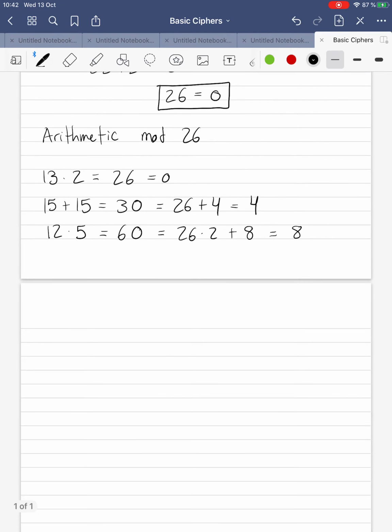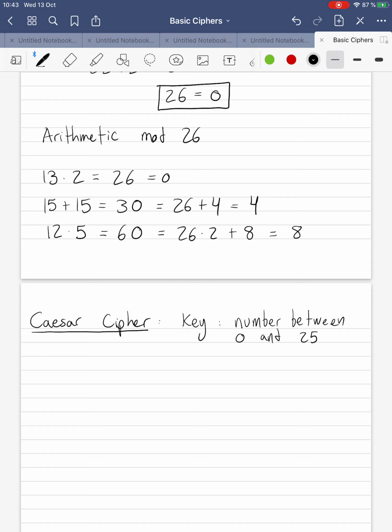Okay, so let's do the first kind of cipher, which is called the Caesar cipher. What we're going to do with the Caesar cipher is start off with a key, which is just going to be a number between 0 and 25. Let's say for our example, let's take the key to be equal to 5. So let's take, for example, the message hello.